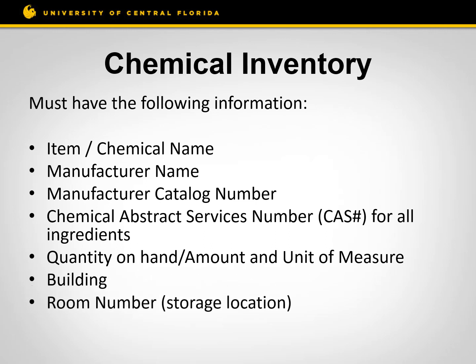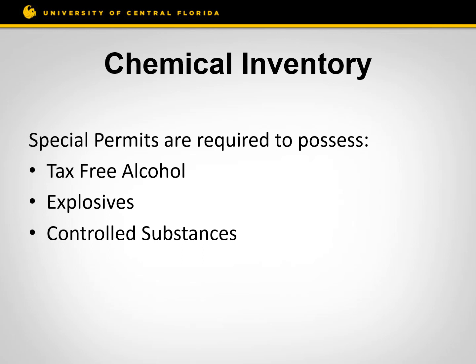The following information must be included in the chemical inventory: the item or chemical name, the manufacturer's name, the manufacturer's catalog number, the chemical abstract services number for all ingredients, the quantity on hand, including the amount and unit of measure, the building and the room number which the chemical is stored in. Special permits are required to possess tax-free alcohol, explosives, and controlled substance. Each of these categories are regulated by governmental agencies and have reporting requirements above and beyond the chemical inventory.